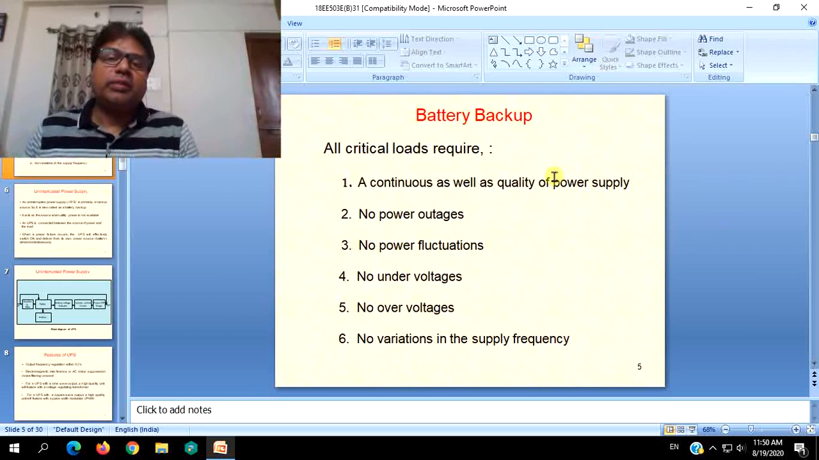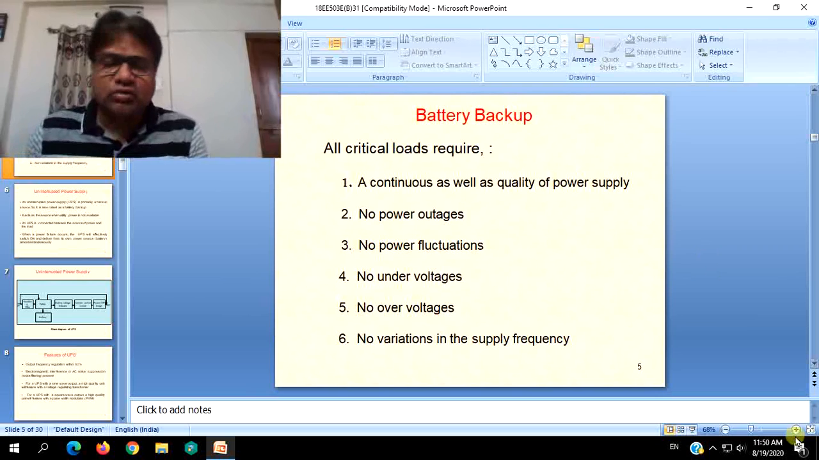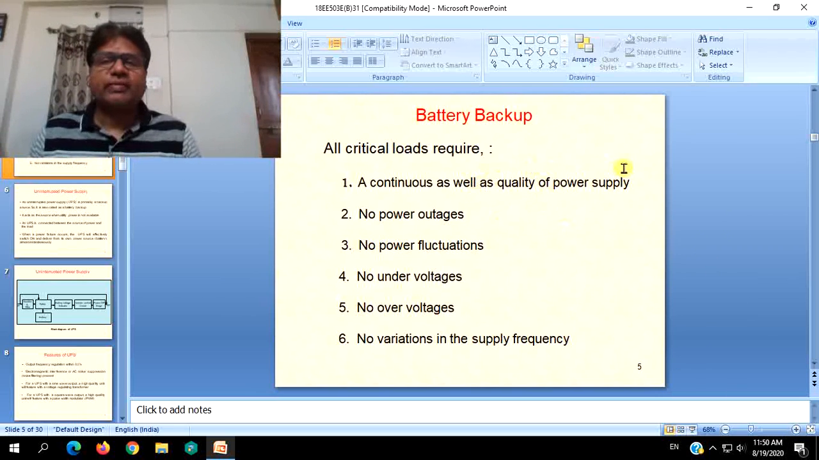Battery backup is needed because all critical loads, which were listed in the previous slide, require continuous as well as quality power supply: no power outages, no power fluctuations, no under or over voltages, no variations in the supply frequency, or simply whatever power quality characteristics we have discussed in the previous sessions, they have to be maintained for all these critical loads.